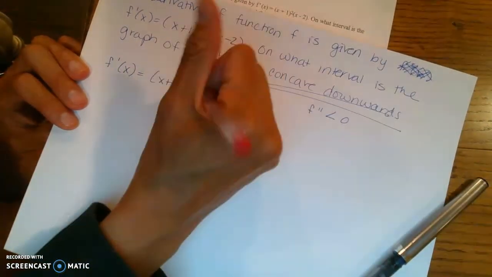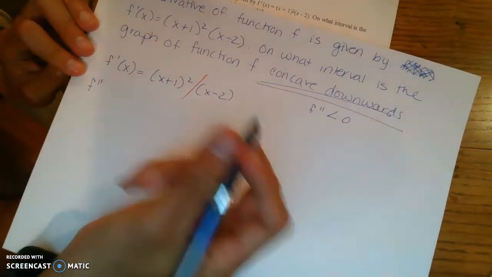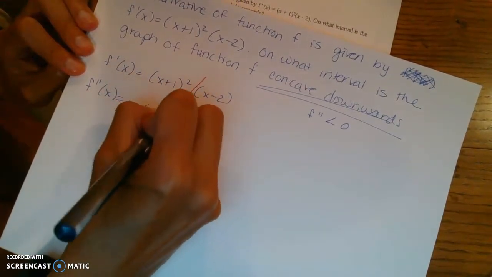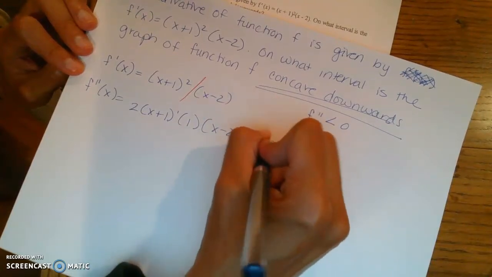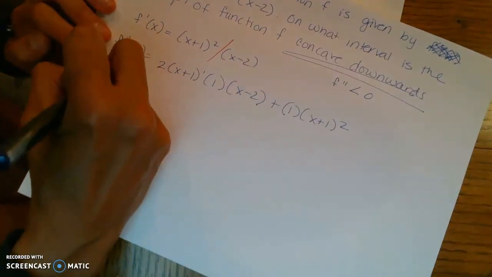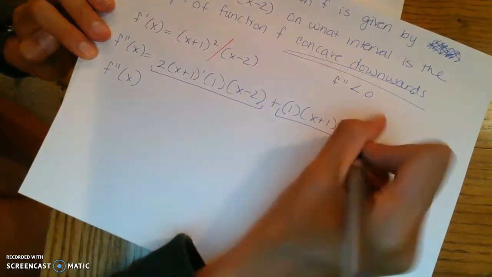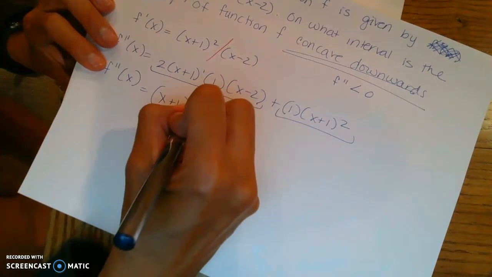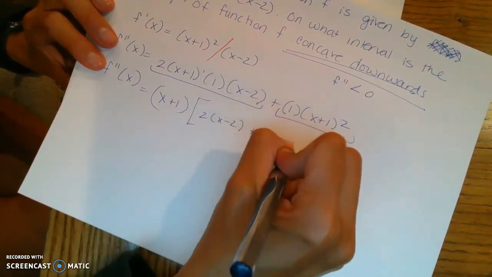Well, how are you going to take the derivative of this? It's going to be product rule with chain rule involved. So here we go. Your second derivative is equal to the derivative of the first times the second plus the derivative of the second, which is just 1, times the first. And we're just going to clean this up. And I'm going to have an x plus 1 come out from the first. And then what's left is a 2 and an x minus 2 for the first one, and then just an x plus 1 here.